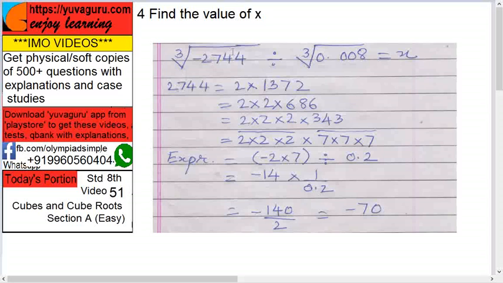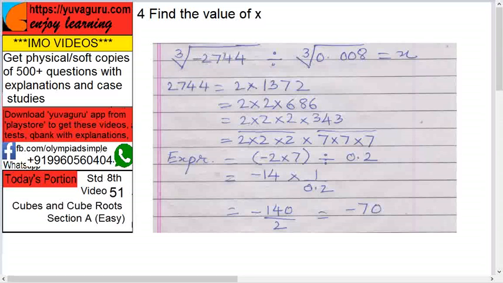So just check 2744 factorization method. 2 into 1372, then 2 into 2 into 686, then 2 into 2 into 343. Now this cube we must know. See this is 2 into 2 into 2 and 343 is cube of 7. That's why I say learn cubes up to 15 by heart. Okay. So what is the expression then?